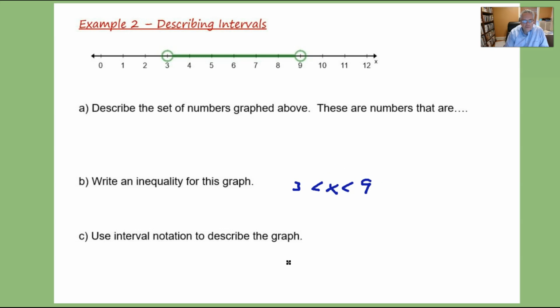For interval notation, we just write the endpoints, and we have to decide whether we're going to use curved parentheses or square brackets. It turns out, since these are hollow dots, we're going to use curved parentheses. So this means all numbers in between 3 and 9, but not including 3 and 9.